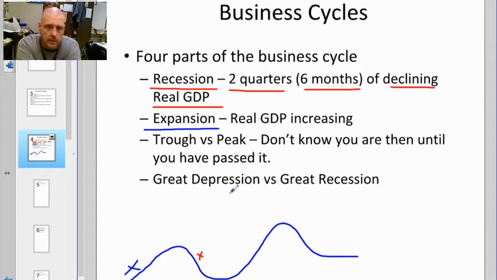We're going to see real GDP going down. We're going to see unemployment going up. But you need 6 straight months to technically call it a recession.